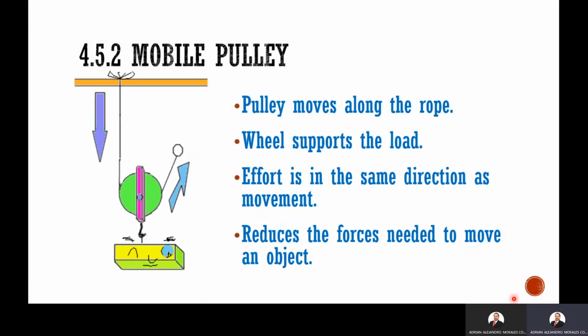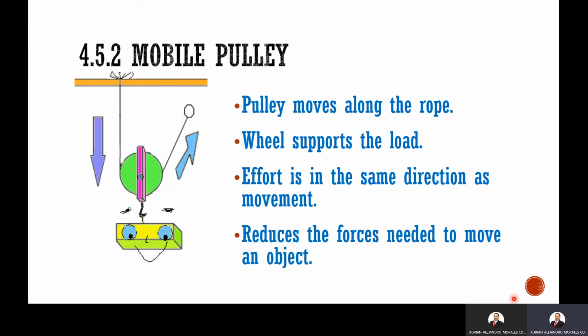Now let's talk about the mobile pulley. You can see in the image the pulley moves along the rope. The wheel supports the load. The effort is in the same direction as movement. So you pull up, the object goes up. And it also reduces the forces needed to move an object, reduces the force a lot.